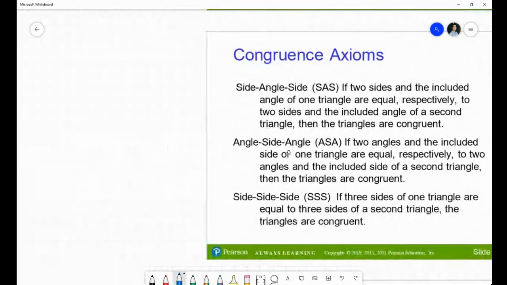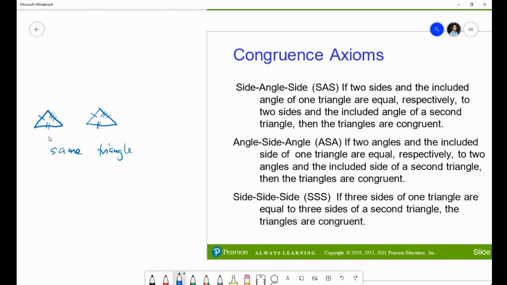So the congruence axiom means that if two triangles have the same side, angle, or side, then they must be congruent. Congruence means the same, and similar means the same shape but not the same size. For example, here I have two triangles, and all you know from these two triangles is that this side equals this side equals this side equals this side. If that's true, then these two triangles are congruent, or they are the same triangle.